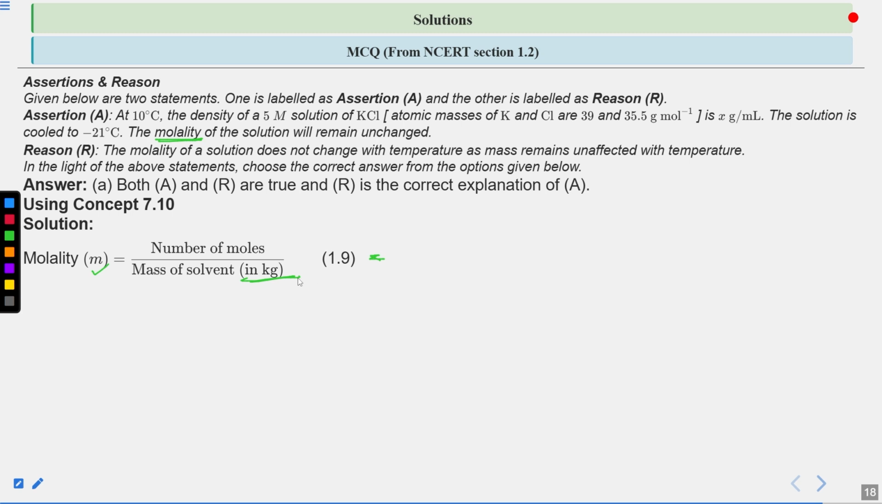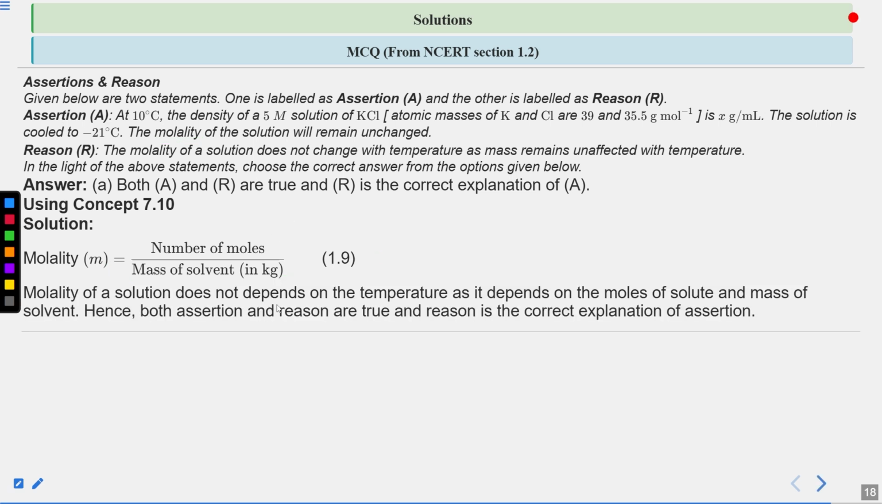You can see that the temperature term is not coming anywhere in the molality formula. Also, we are talking about the moles and the mass, and mass is a quantity which will not change with temperature specifically. So the mass of any substance is a constant thing. It will not change with the temperature. It will remain unaffected with the temperature.